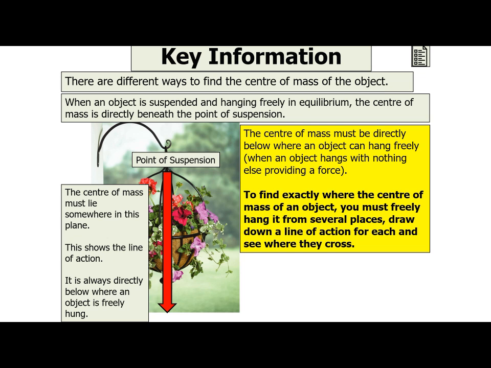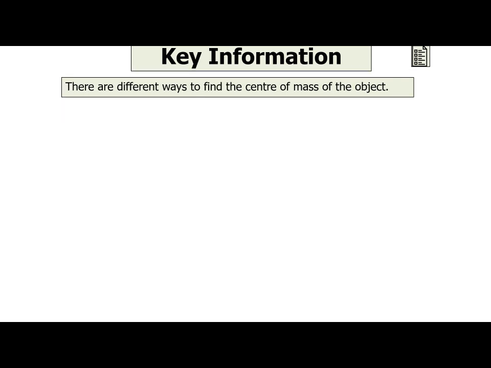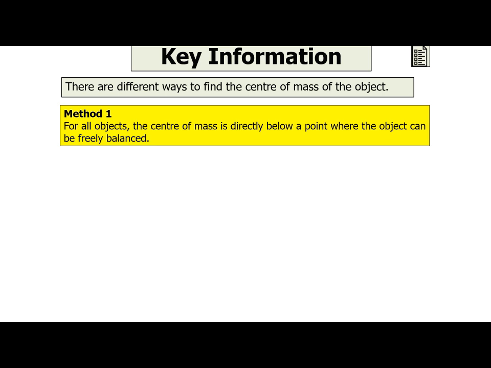Now to find exactly where the centre of mass of the object is, you must freely hang it from several places and draw a line of action for each and see where they intersect or cross. So to find the centre of mass for an object, for all objects, the centre of mass is directly below a point where an object can be freely balanced.